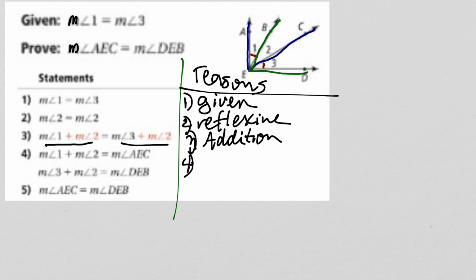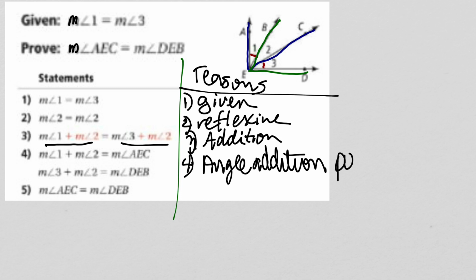All right, let's talk about 4. 4 is a tough one. This is again from chapter 1 now. Why does angle 1 plus angle 2 equal AEC, the one that I have in blue? And why does angle 2 and angle 3 equal DEB, which is in green? I don't know if you could think about from chapter 1, there was something with adding angles together, and that was called the angle addition postulate. Angle addition.